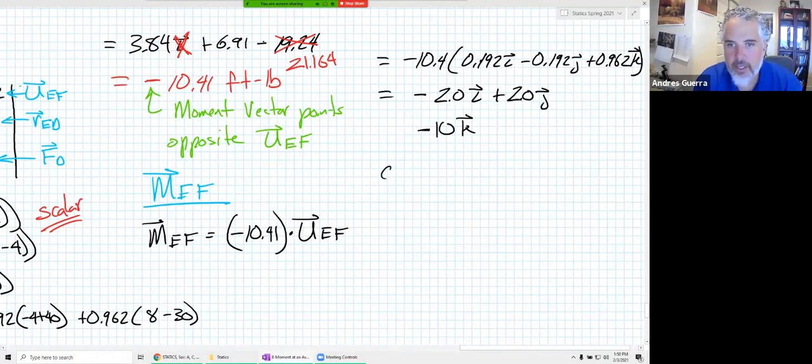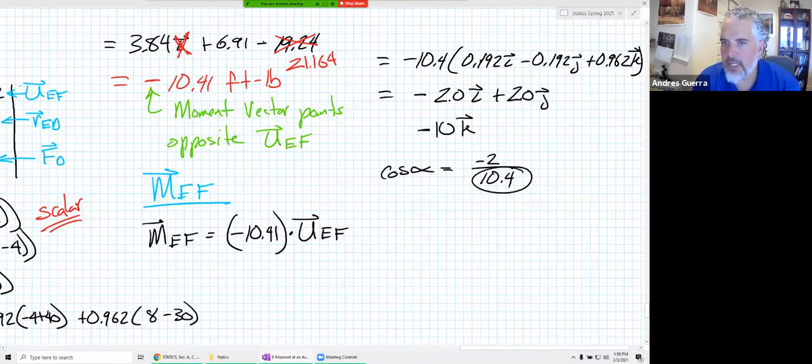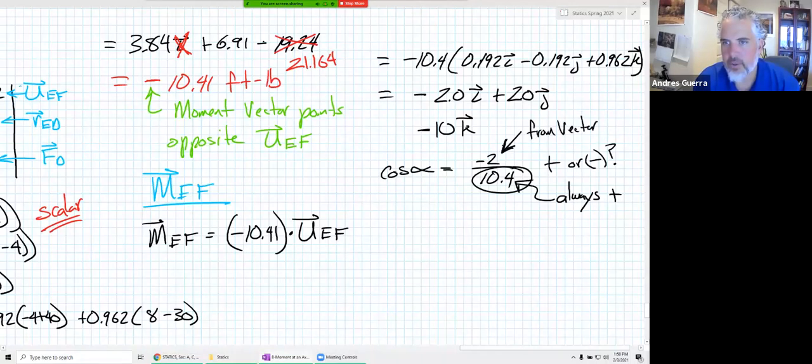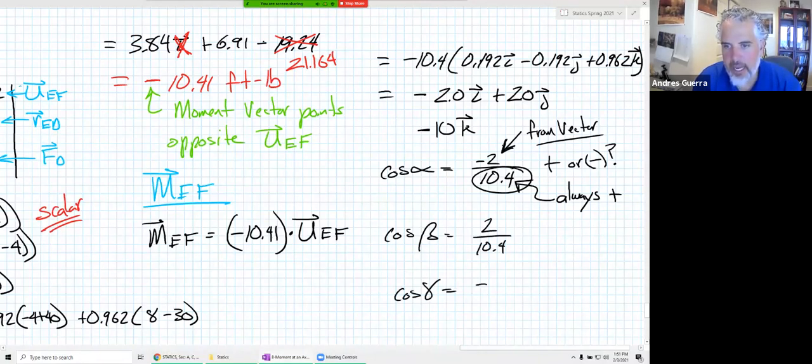And then also if we wanted to find cosine alpha, cosine beta, wouldn't we take a minus 2 divided by, what would we use down here? Would we use a negative 10.4 or positive? We're going to use a positive. So this one is always positive, even if we find a negative with the dot product. These ones up here, though, are based on whatever signs we have in the vector. So we will use a negative 2 in that case. For cosine of beta, it would be a 2 over 10.4. And then for cosine of gamma, it would be a minus 10 over 10.4.